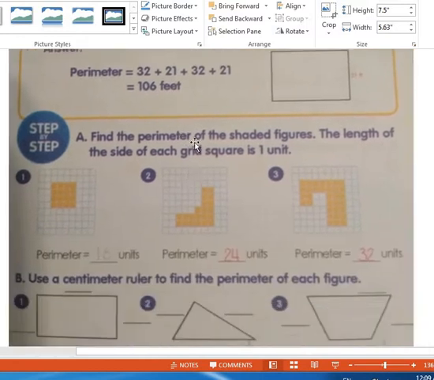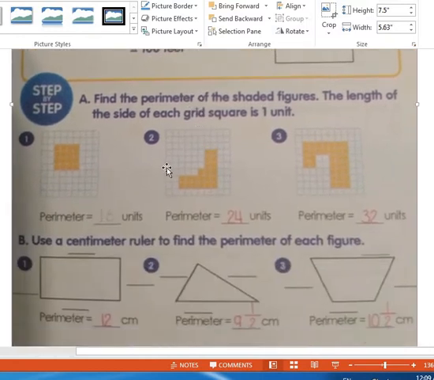Here he asks me to find the perimeter of the shaded figures. I just count the small cubes of all sides. Here I have 4 and 4, 8, and 4, 12, and 4, 16. So the perimeter is 16 units.